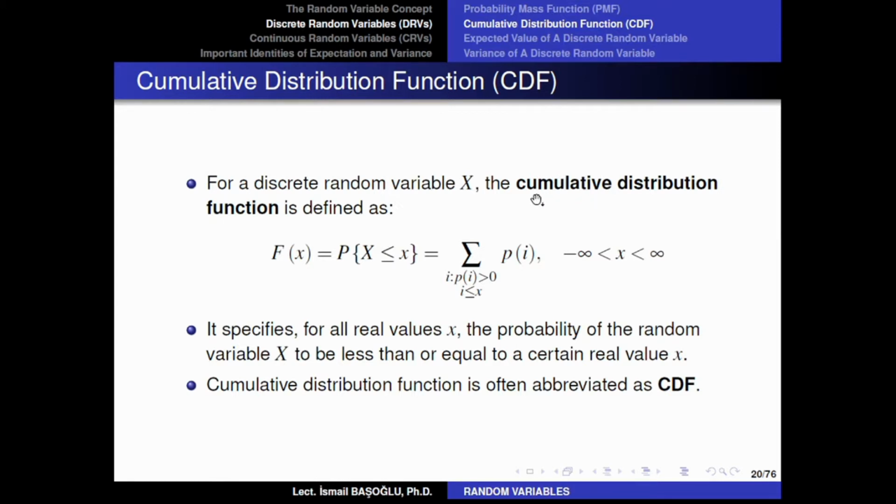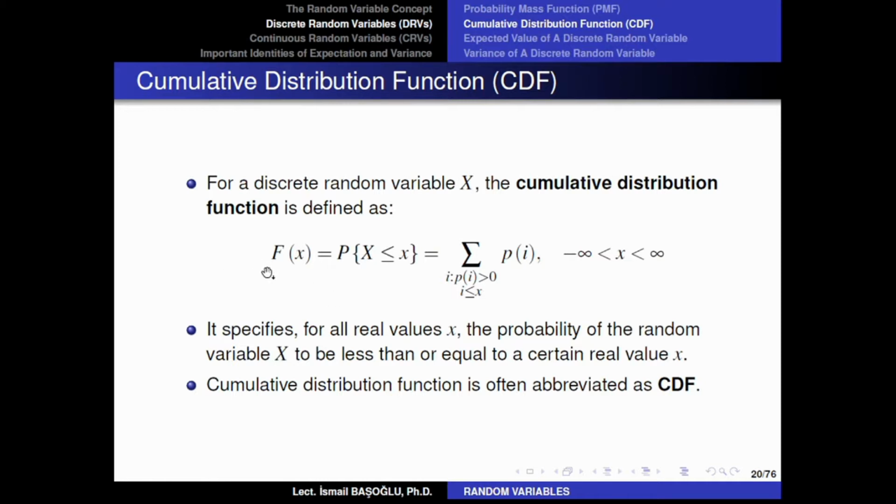So in the probability mass function, we were indicating the probabilities. In the cumulative distribution function, we are going to aggregate this probability. So we are going to add them up. So this function gives us summation of probabilities up to a point. So let's read the explanation, mathematical expression.